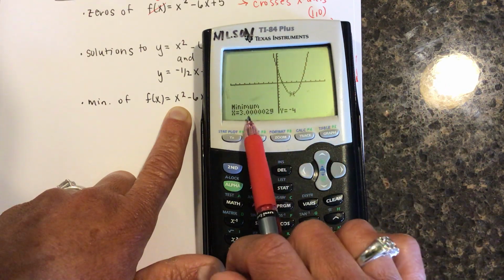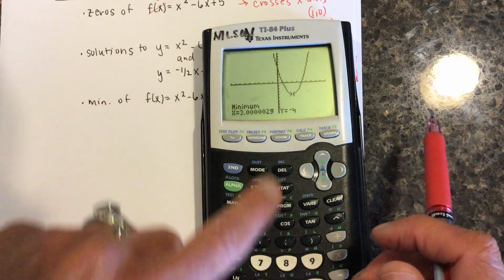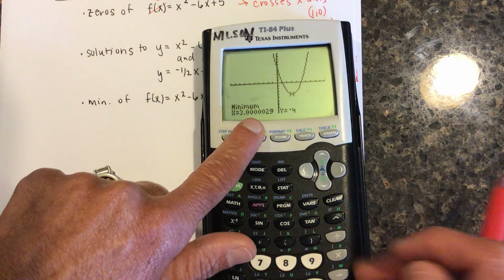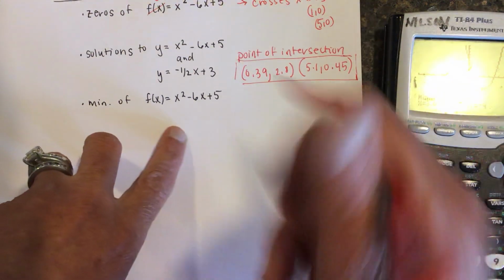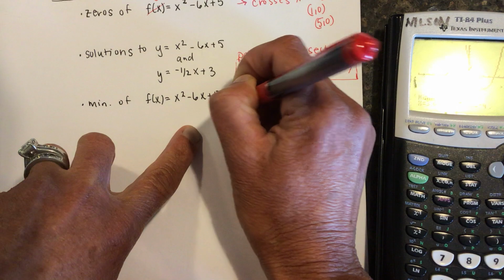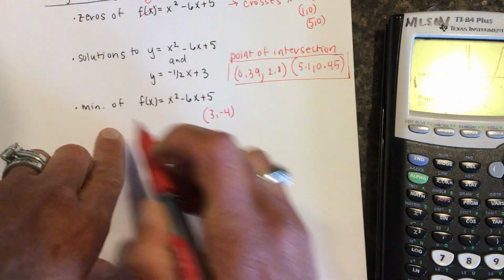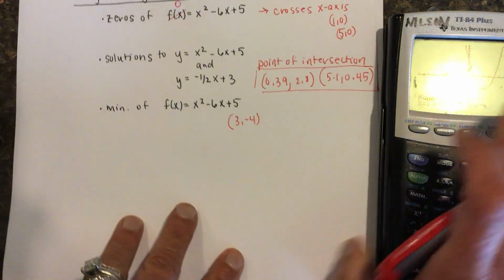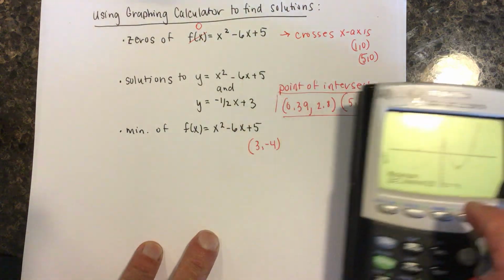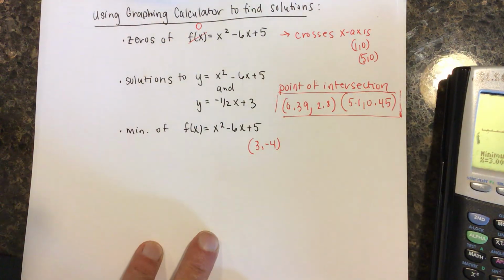Now notice it's not exactly 3. You just have to be smarter than your calculator and know that that really just means 3. So 3, -4 is that turning point, that minimum right there. Okay, that's the quick overview of how to find these 3 things with your calculator.